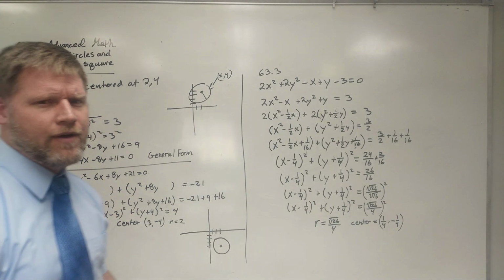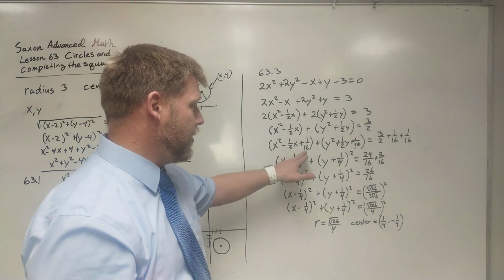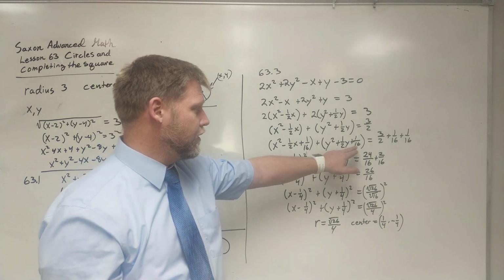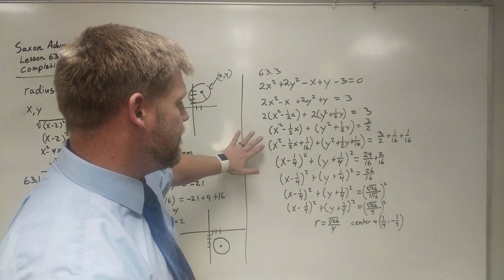Well, I can take half of a half instead of a whole number. That's just a fourth. A fourth squared is a 16th. So I add a 16th. Half of a half is a fourth. Squared is a 16th. And now I'm looking at this saying, oh, this is looking a lot better, right?